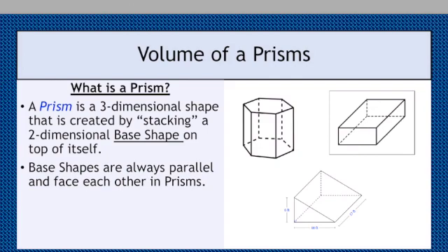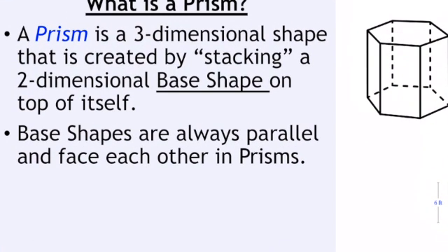You might have seen this word in other contexts, but in math, a prism is a three-dimensional shape that is basically created by stacking a two-dimensional base shape on top of itself many times. So for instance, let's say we have maybe a square. Let me try to draw a three-dimensional square. So here's a square, laying flat on the ground.